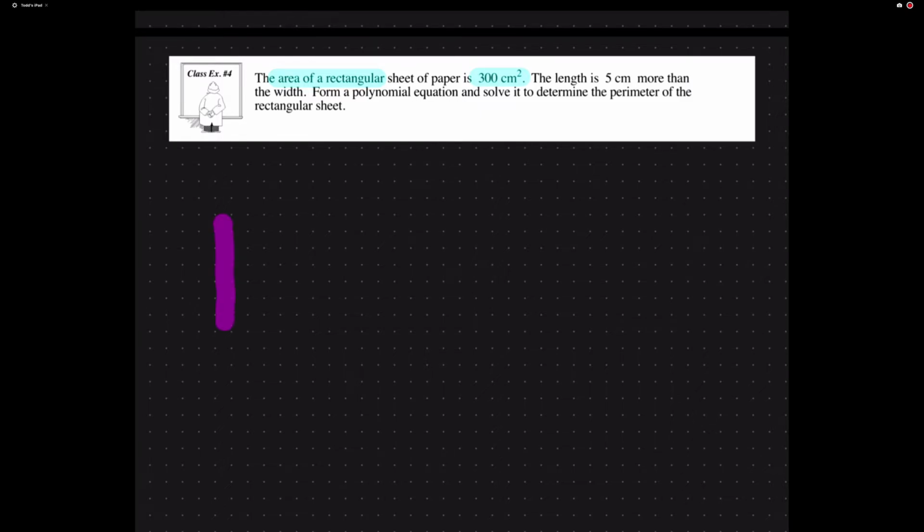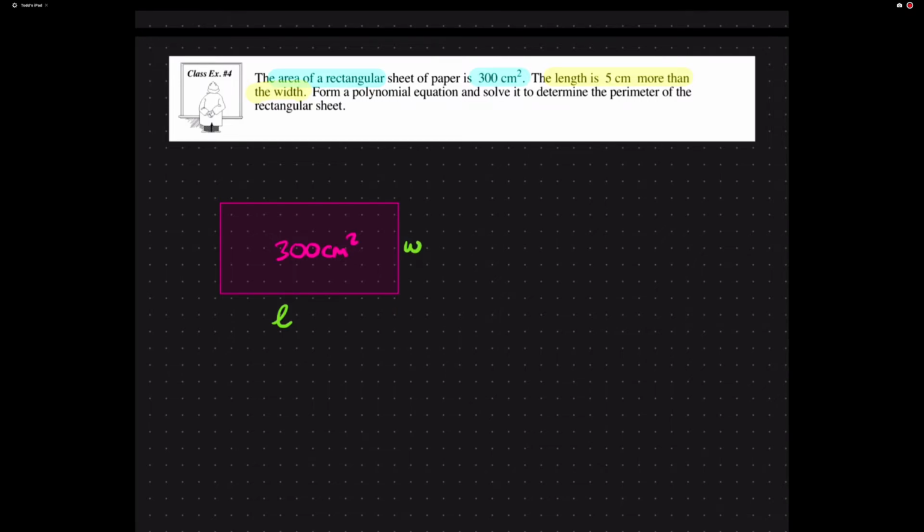So if I just draw a rectangle, I can state that the area is 300 centimeters squared. It tells me that the length of that, just wait, let me switch over here. The length is 5 more than the width. So the length is 5 more than the width. So essentially they didn't give me any real numbers, so I'm going to have to just choose something. So this would be my length and this would be my width.